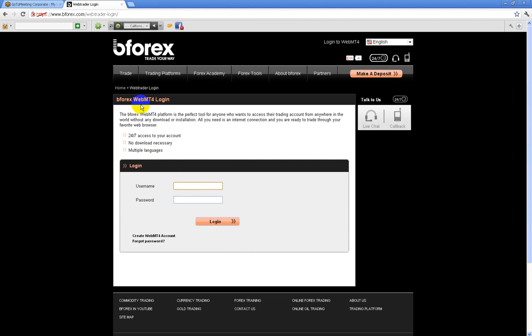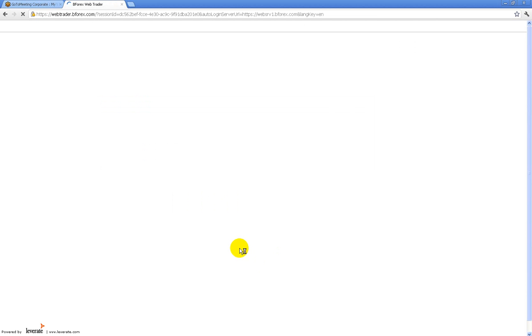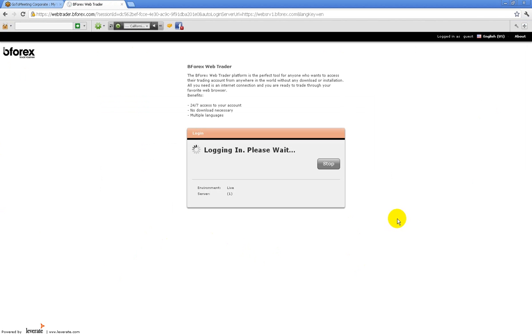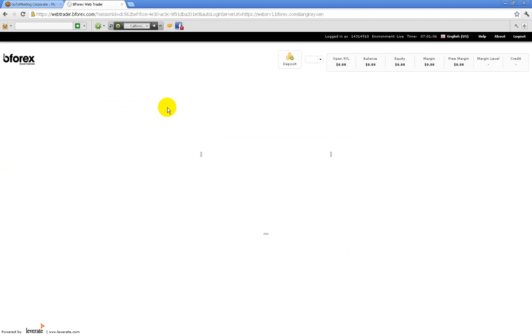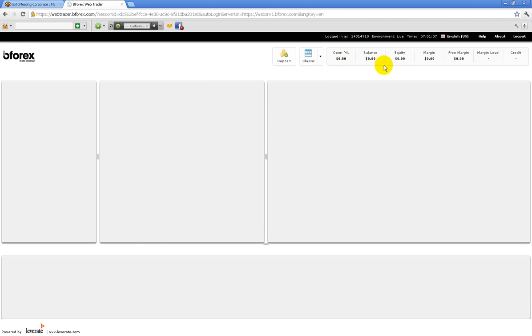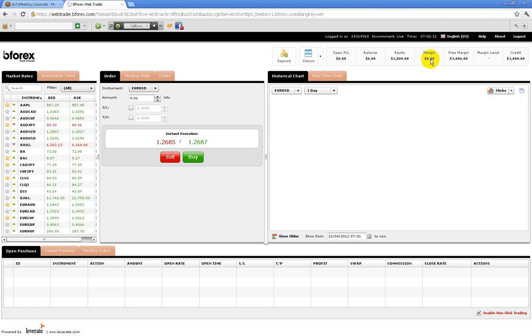Now we see B4X Web MT4 login. We need to put our username and password. And then we click on login. Once we log in, you will be seeing the full MetaTrader platform on the web with your account equity, the balance, everything else.